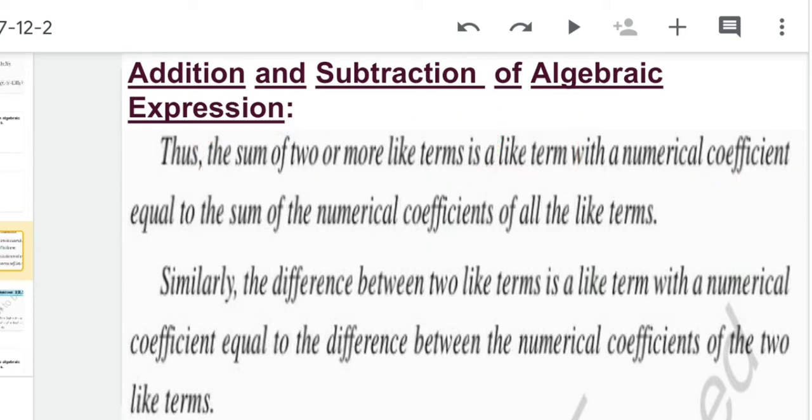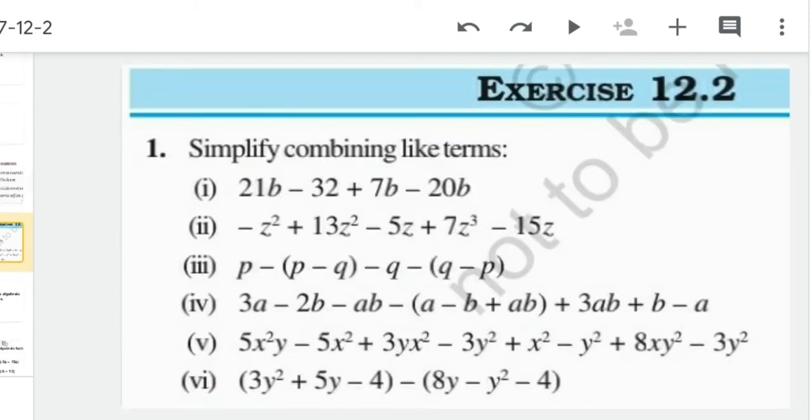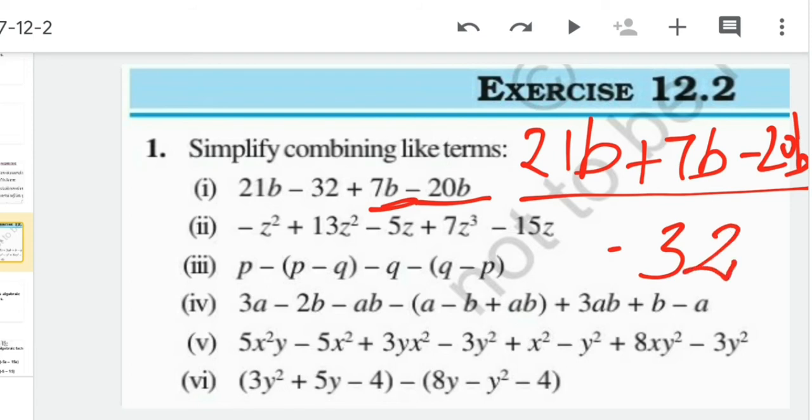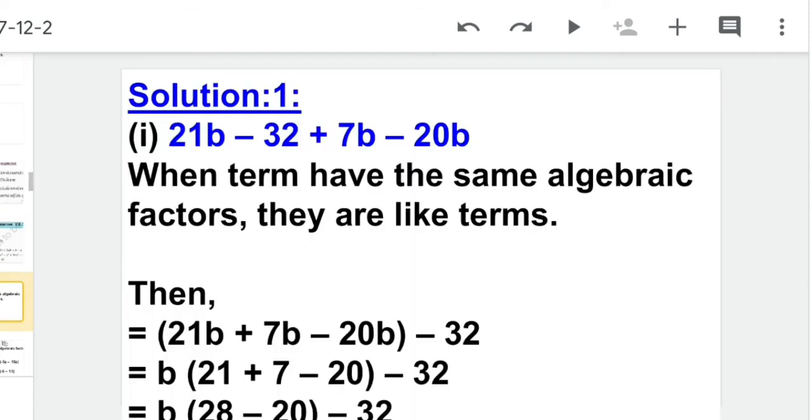So let's try to do the addition. Now the first question is, simplify by combining the like terms. We have to focus on like terms and write all like terms together, like 21b, and after 21b we write plus 7b and then minus 20b. These three are like terms, so they will be solved together, and minus 32 is a constant, so we can write it at the end. So let's see how we have to do it.